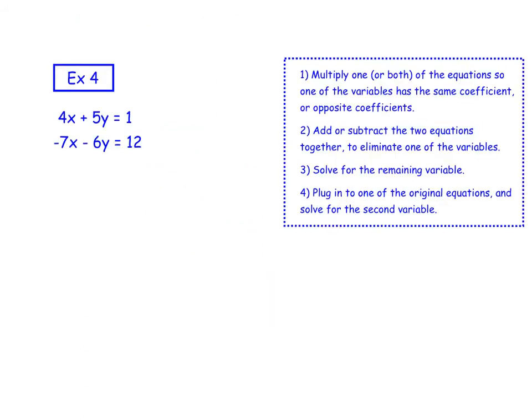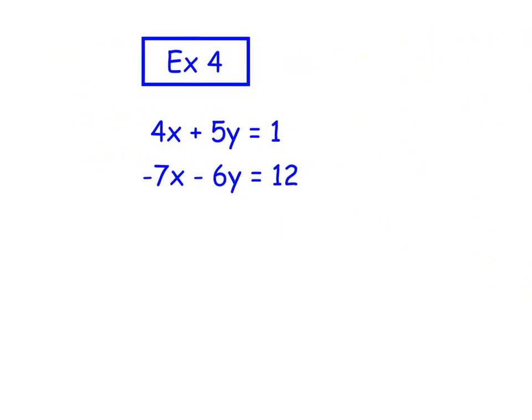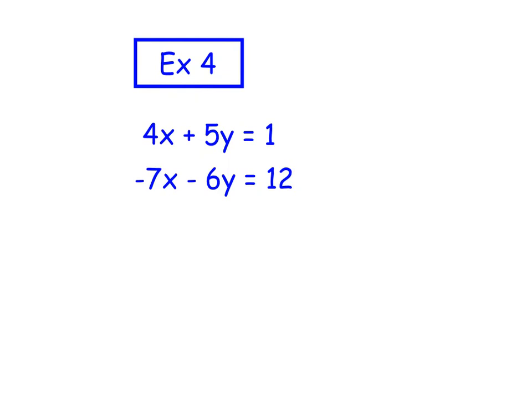Okay, our final example, let's take a look at one where it's a little bit more tricky. If you notice, the x's aren't going to cancel out if we add them. The y's aren't going to cancel out. They'll get close. You'll get to negative 1y, but that's not what we want. We want the y's to cancel out. So if the x's won't and the y's won't, and you can't just multiply one of them to cancel out the x or y, then we're going to multiply both equations to get an x or a y where they'll be the same coefficient.